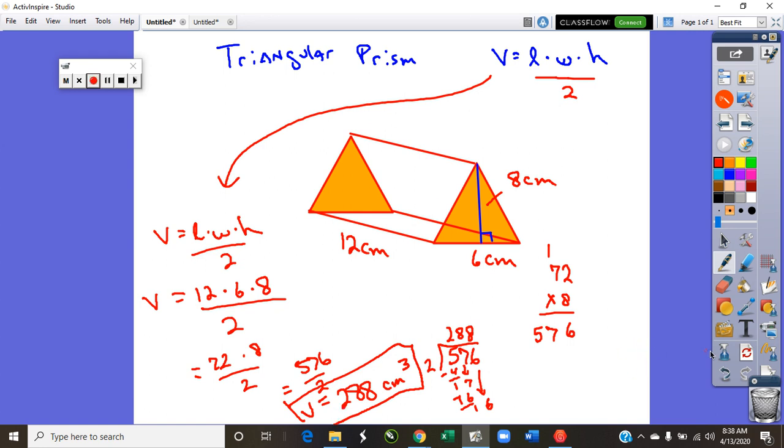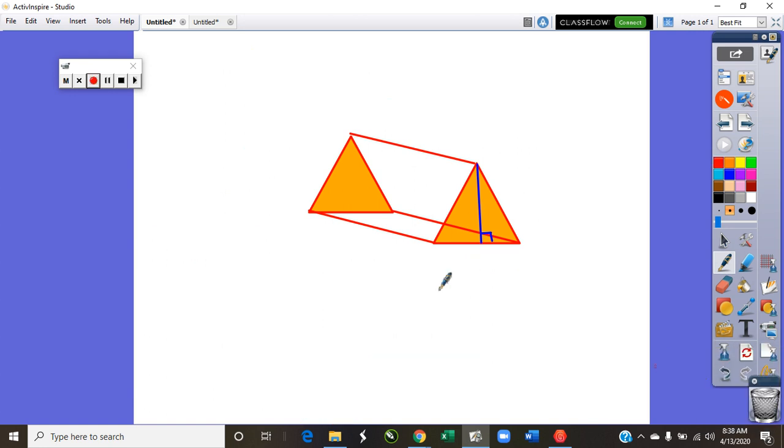Okay, let's do this. I'm going to give it some dimensions, and then you guys try it on your own. We'll go easier here. Let's say this was 6 inches. Let's say this is 2 inches, and let's say this is 3 inches. Okay, pause the video, and you guys try and find this volume on your own.